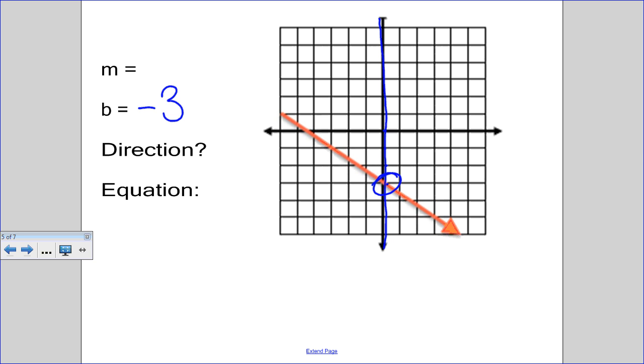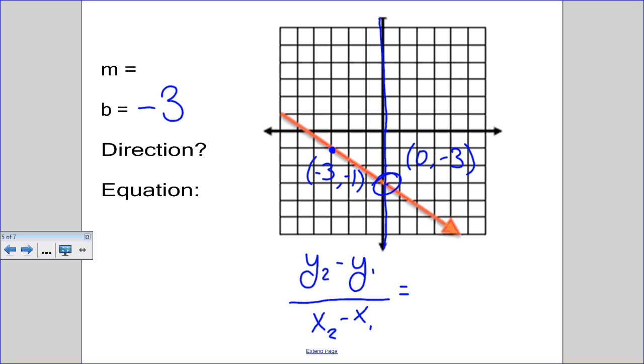Now last time we did this using our rise over run and we looked at the graph. Could we also use our slope formula? Remember what that formula was? It was the difference in our y values, our y2 minus our y1, over the difference in our x values, our x2 minus x1. So let's see if we can do that using our points here. I see a point on the graph here at negative 3, negative 1, and I see our y-intercept, which was 0, negative 3. Let's try and use those numbers to find our slope.